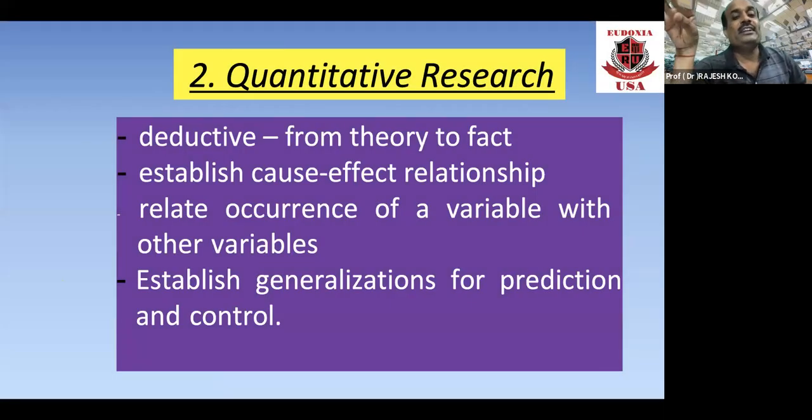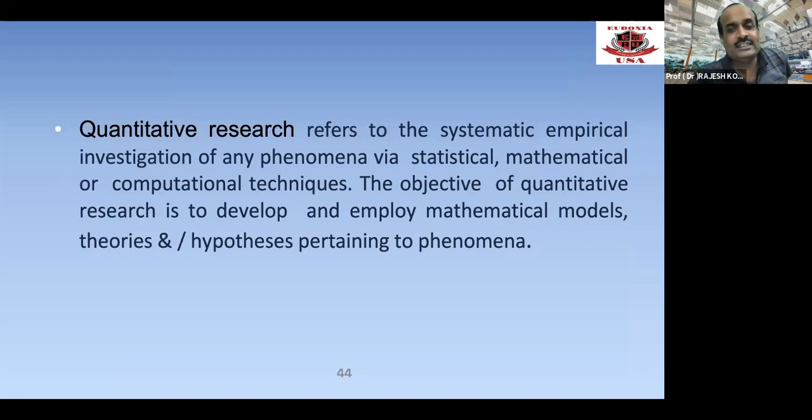Next, come to quantitative research. Always it is deductive in nature, from theory to real fact, from larger to very specific. It establishes cause and effect relationship, relating the occurrence of a variable with other variables, especially independent variable and dependent variable. And there are so many types of variables: secondary variables, primary variables, and confounding variables. It establishes generalization for prediction and control. Of course, it is a systematic empirical investigation of any phenomena by statistical, mathematical, or computational techniques.